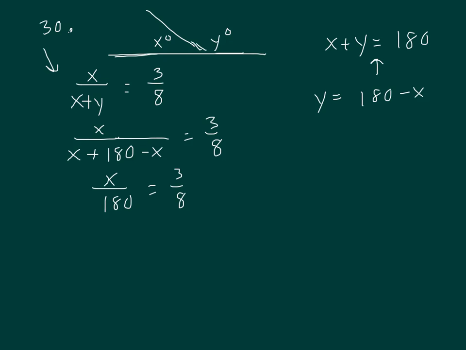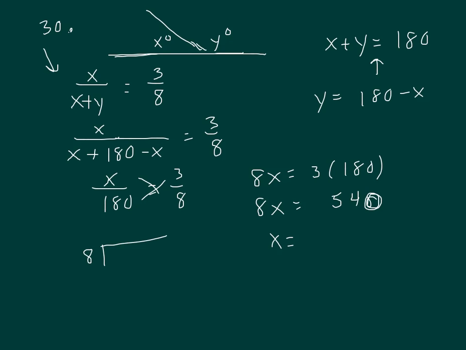And now let's cross multiply. That gives me 8x equals 3 times 180. 3 times 8 is 24. And that would be 540. So x would equal 8 divided into 540.